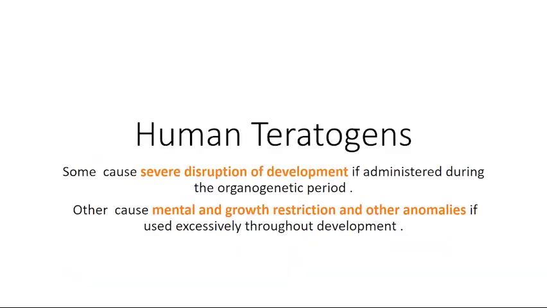Human teratogens: some cause severe disruption of development when administered during the organogenic period. Others cause mental and growth restriction and other anomalies if used excessively throughout development. So it can be both ways: either just through embryogenesis they cause severe disruption, or if used throughout the growth, they can cause mental or growth restriction.